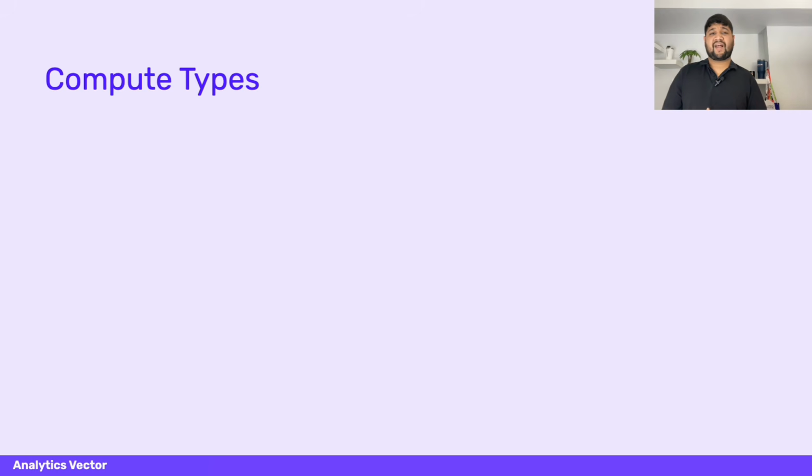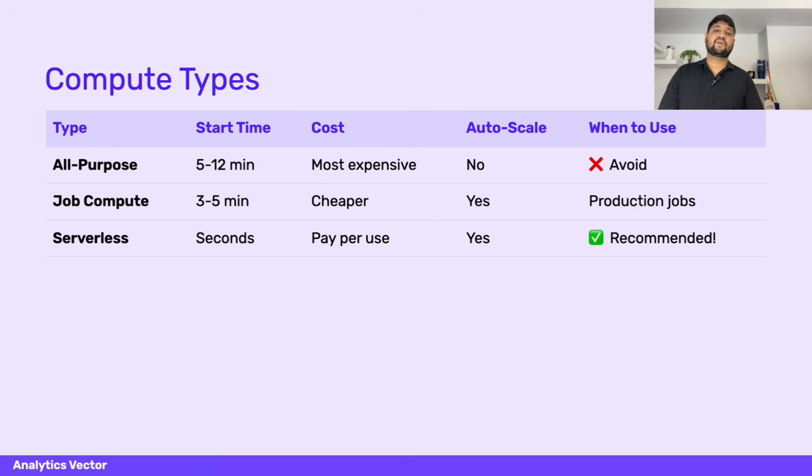Now compute, there are 3 types of compute that you should know. All-purpose compute is for interactive work. You configure it manually. It takes about 5 to 12 minutes to start, and it's the most expensive because it charges you while you are idle.